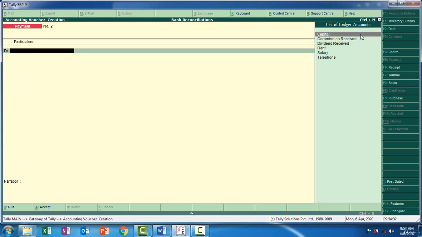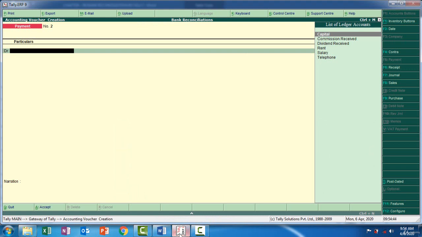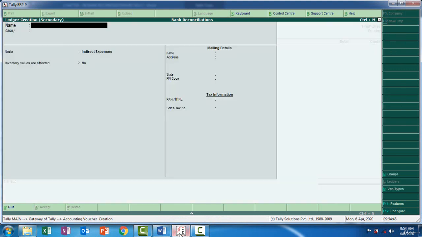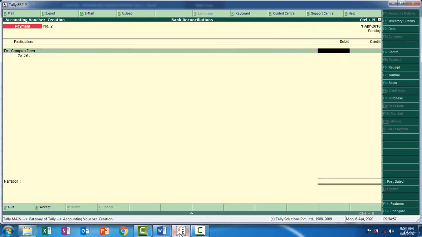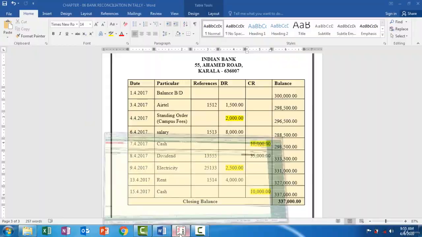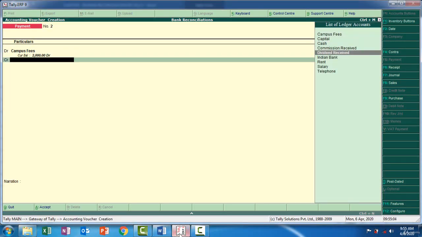Then what is the debit? What is the debit, what is the credit? First we need to identify what is the debit, what is the credit. Standing order 2,000 campus fees. So campus fees account debit and bank account credit. So I'm going to create the campus fees. It is a standing order. It is indirect expenses. The amount is 2,000. Credit is Indian Bank.